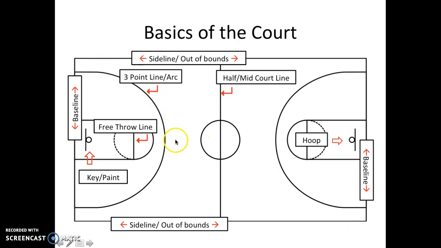This arc-looking thing is called the three-point line. This is the baseline, and this is where we'll be lining up for most of our drills. I'll say, everyone go to the baseline, and this is where I want you guys to line up. This is the free throw line, and this is the key. So this long arc is the key, and this is the hoop on each side.